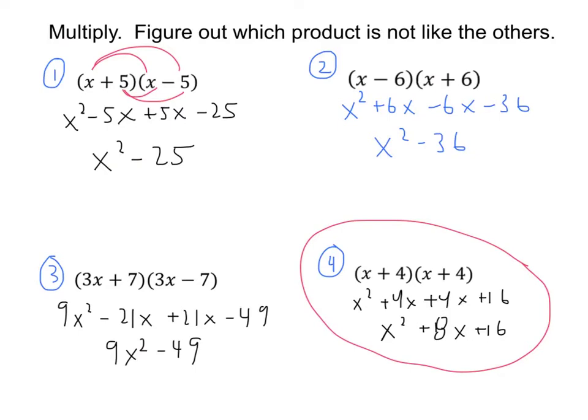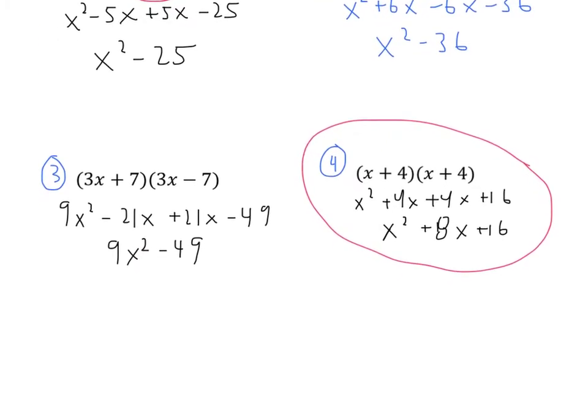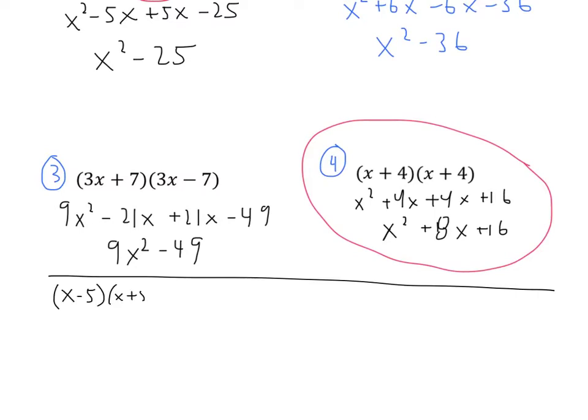So why is this important for understanding factoring? Well, we can take advantage of this pattern. Here's what I mean. In number 1, we multiplied x minus 5 times x plus 5, and we got an answer of x squared minus 25. What does that mean about factoring? That tells us that if I were to start with x squared minus 25 and I wanted to factor it, in other words, turn it into a multiplication problem, x squared minus 25 would factor as x minus 5 times x plus 5.